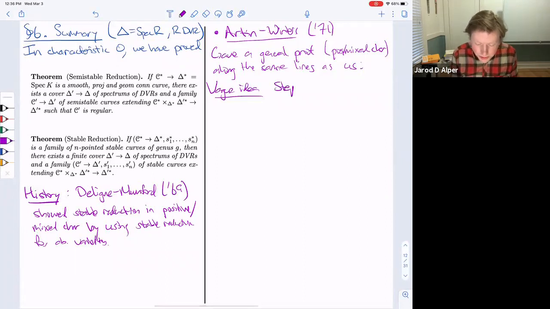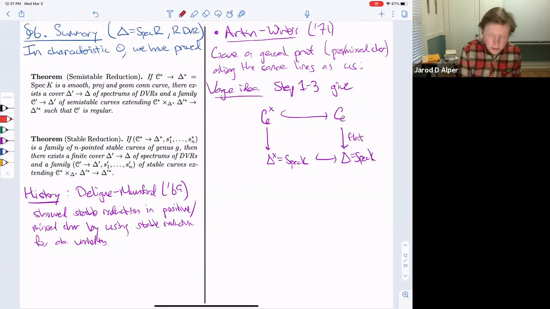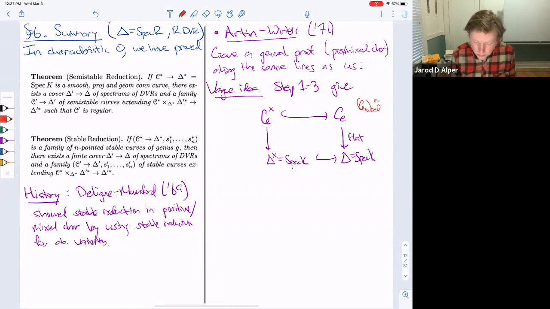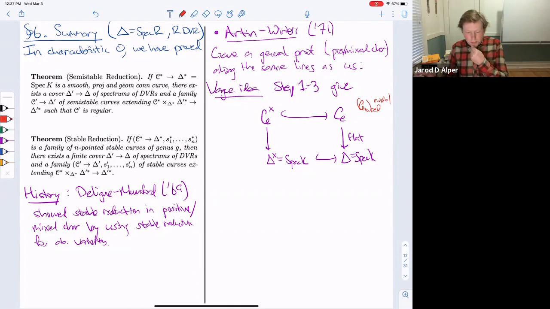So the vague idea is that steps 1 to 3 give you, so we have C star, a flat family, and you can even arrange that the reduced central fiber is nodal. Namely, you can apply embedded resolutions in positive characteristic as well. But it's really at step 4 where we used characteristic 0, where we took an explicit ramified base change in order to make the central fiber reduced.